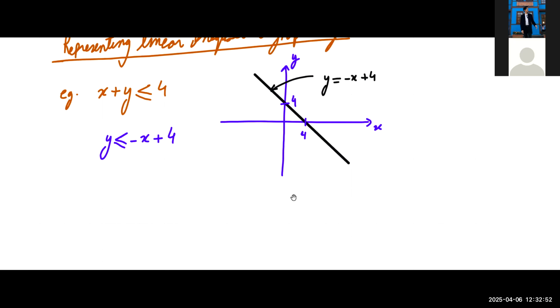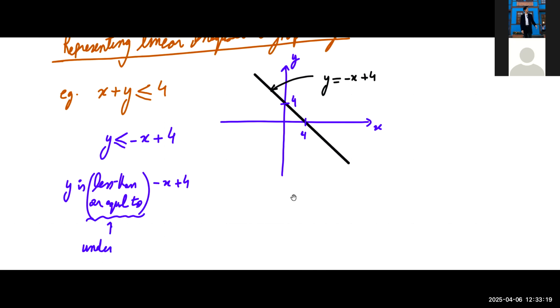It's quite simple. You see, this is the line where y is exactly equal to minus x plus 4, but we need where y is less than or equal to minus x plus 4. So we want to be under the line because y is less than. So y is less than minus x plus 4. Well, less than or equal to, actually, but regardless. When you say less than or equal to, you're talking about under the line. The shaded region in this case would basically be all of this area.